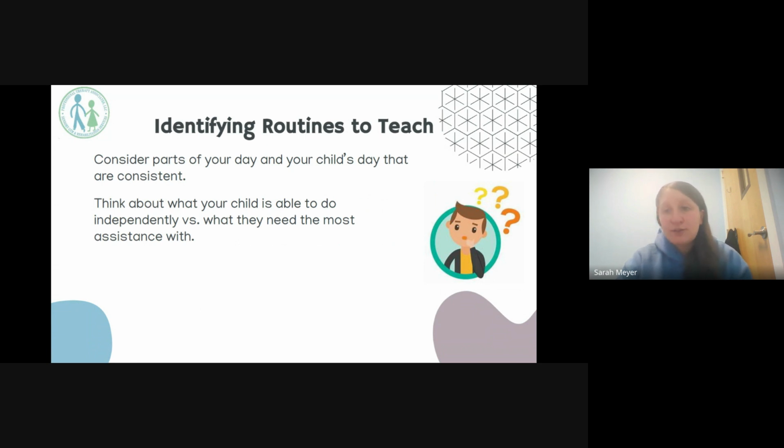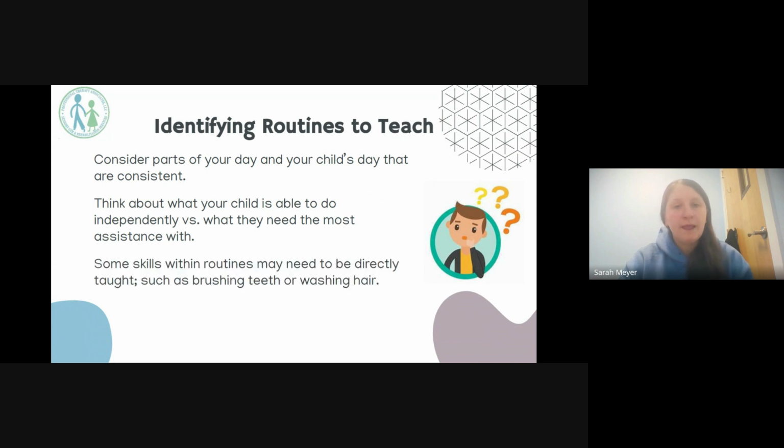If it's a routine that the child is mostly independent with, that's going to be a lot easier to follow through with than a routine that the child needs a lot of assistance with. So some skills within routines may need to be directly taught. This is also putting into perspective the effort that is going to be required to maintain that routine. So for example, brushing our teeth and washing our hair. We know that with little kids, they're going to require a lot of direct teaching and a lot of practice to be able to do those two skills independently. So when we're looking at routines that we really want to remain consistent, consider those skills that are going to require more assistance and more prompting from the adults.